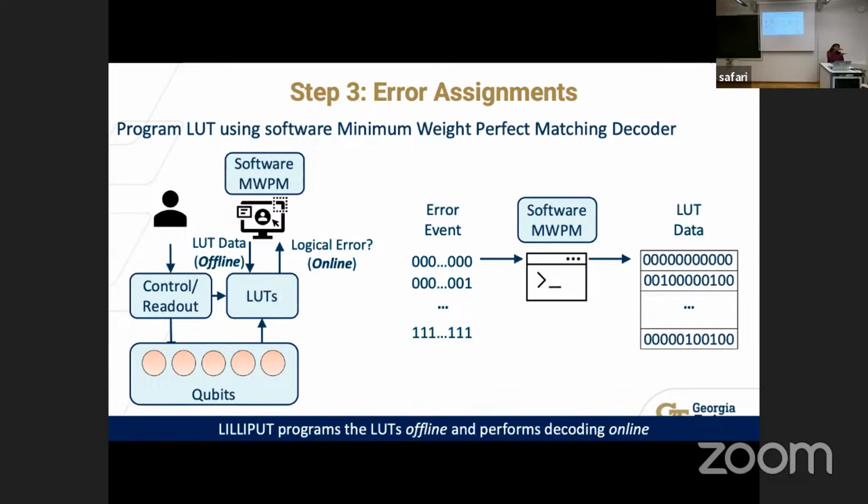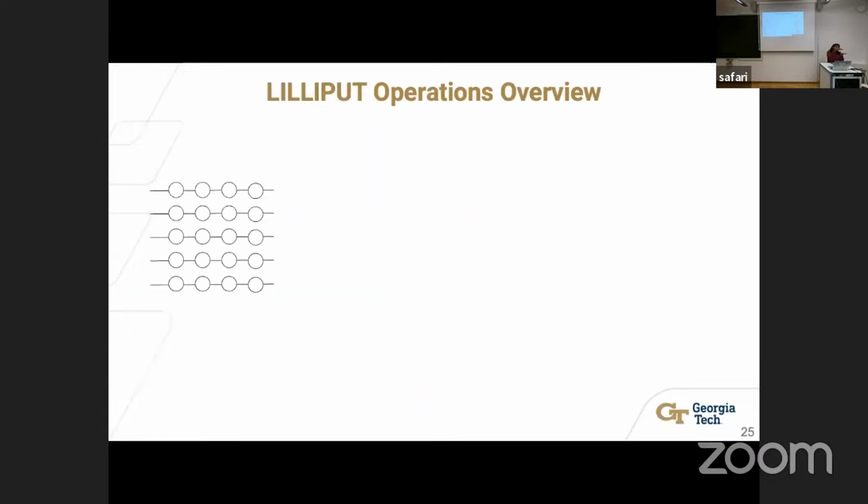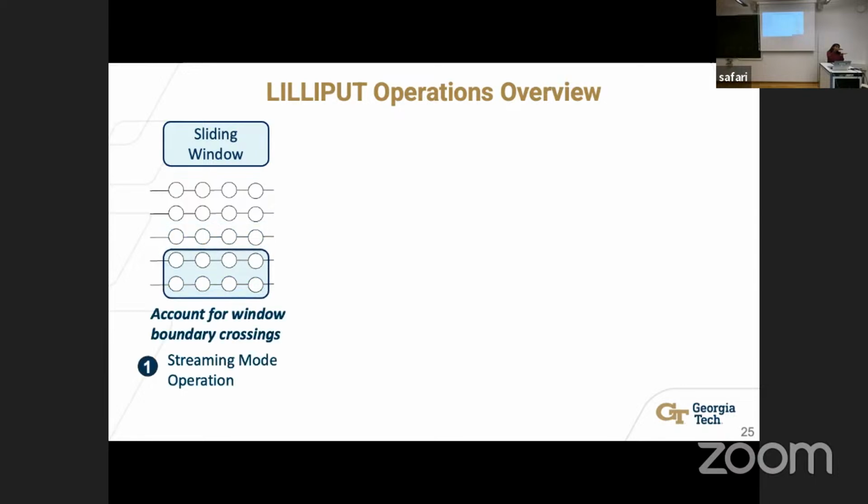Fair enough? To give you a flavor of how this operates in a realistic setting where you have multiple cycles, you take this current window of multiple rounds, and you go on as the error correction cycles proceed. The top cycle is the oldest round and the bottommost is the newest round. And the streaming mode helps you account for events that will cross the boundary. So you're looking at a window, right?